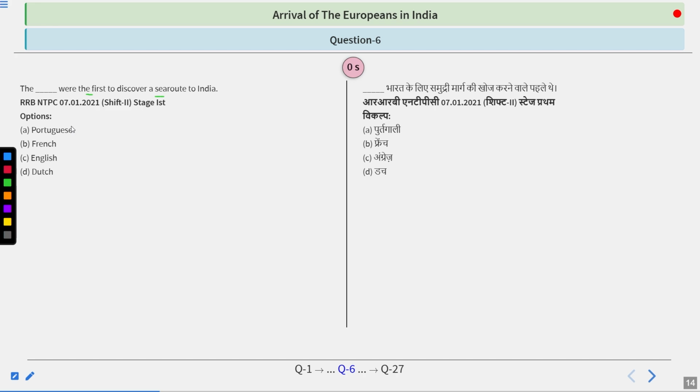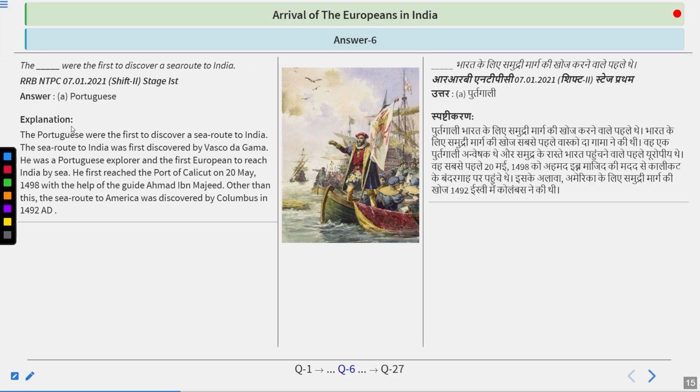And the answer is quite right. The answer is Portuguese. So the Portuguese were the first to discover a sea route to India. The sea route to India was first discovered by Vasco da Gama. Vasco da Gama came to India thrice. He was the Portuguese explorer and the first European to reach India by sea.